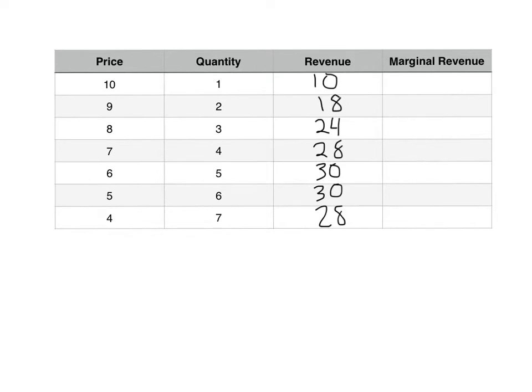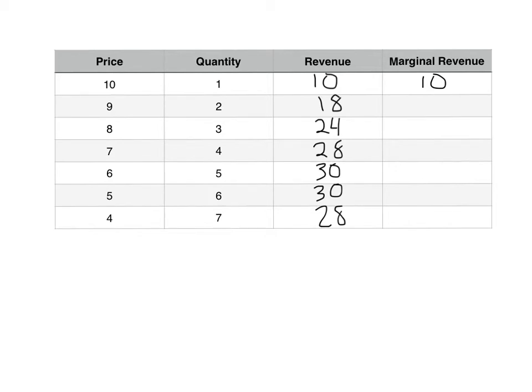So if you have 0 goods, your total revenue will be 0. So with the addition of the first good, our total revenue has gone from 0 to $10, meaning our marginal revenue will also be 10. But here is where things differ.